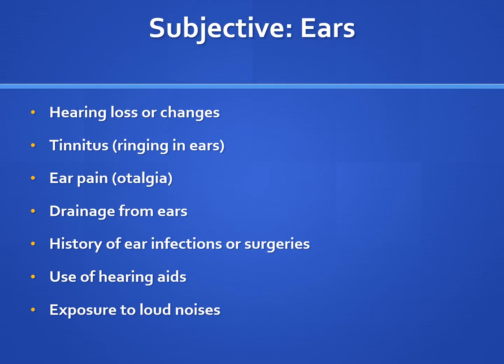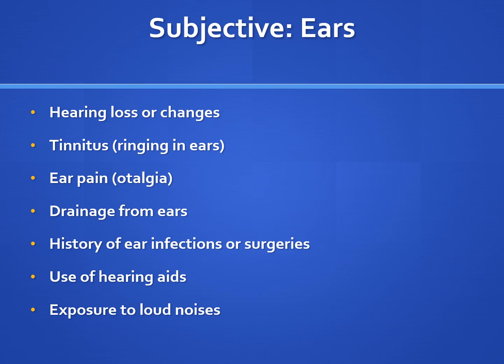So now we're moving on to subjective ear assessment. Remember, ears are responsible for hearing and balance, so we're screening for both. Hearing loss or changes, we want to start by asking about any changes in hearing. We want to clarify, is this happening in one ear or both? Has it been sudden or gradual? Any gradual hearing loss is often age-related, while any sudden loss is really a red flag.